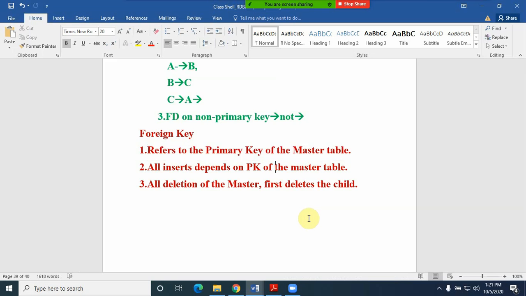Similarly, if you observe the dependency, all inserts depend on the primary key of the master table. Whatever insertions we are doing in the detail, first you should refer in the main table or master table, then only you can insert into the detail. Similarly, if I want to delete any information from the master, as dependents are there in the child table, first you need to delete the child information, then only you can delete the master. So that is the relation.